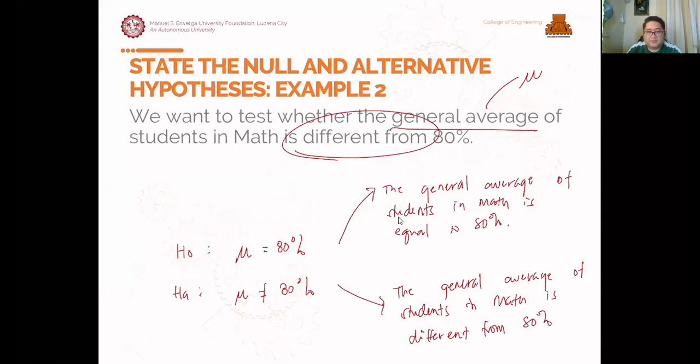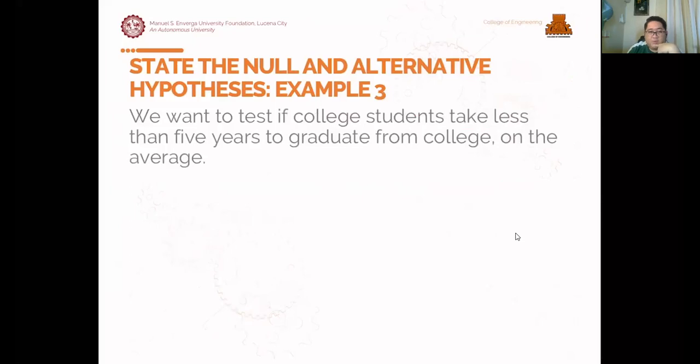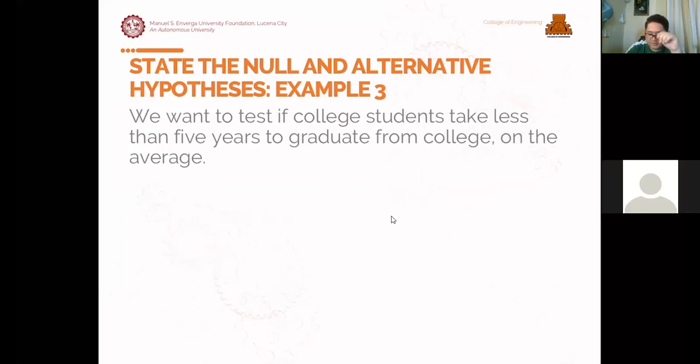And a question po ba muna sa null and alternative? So, maghanap siya ng mga key terms natin. Sige, so for example. So, halimbawa, we want to test if college students take less than 5 years to graduate from college on the average. Okay? So, alam key term natin. Less than. Okay? So, less than.